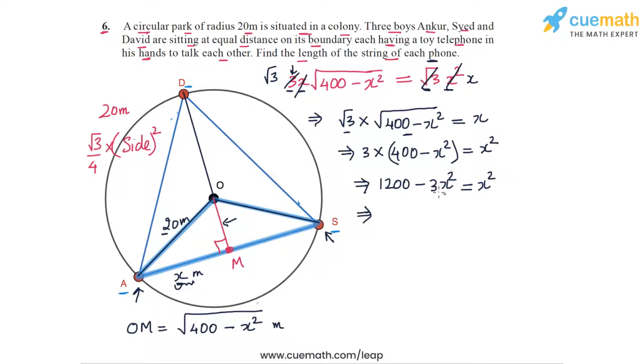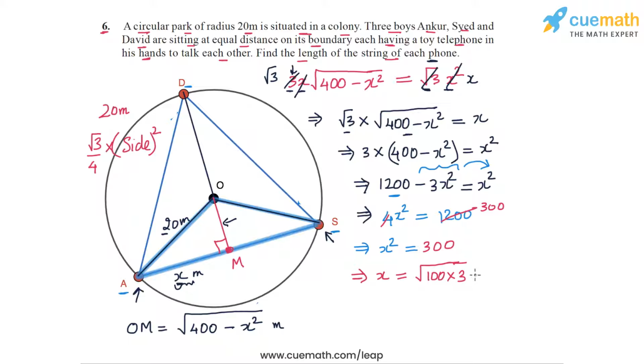Alright, now finally it has become really easy to solve. So this minus 3x square we transpose to the right side, that becomes 4x square. Let's write it on the left side, 4x square, and then we'll be left with 1200 on the right side, and this means that x square is 1200 by 4. So 1200 by 4 is 300. So x square is 300, and this means that x is root of 300. Now 300 I can write as 100 into 3, and root of 100 is 10. So this can be written as 10 root 3.